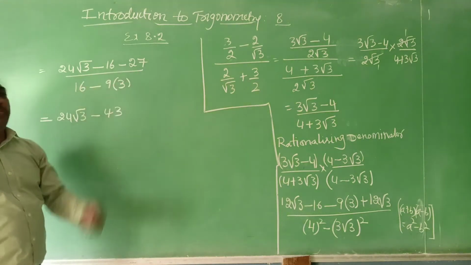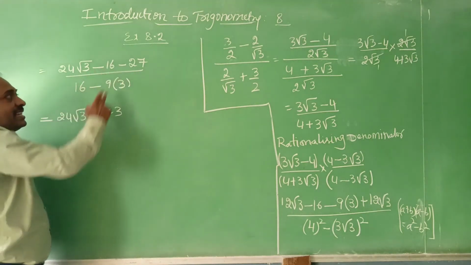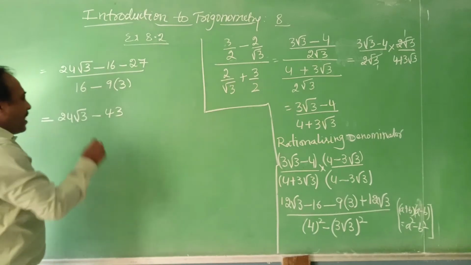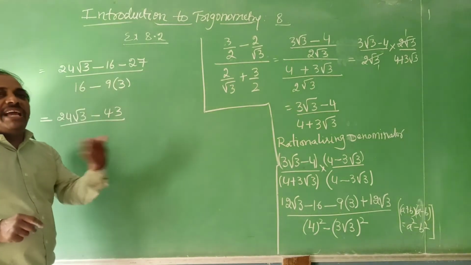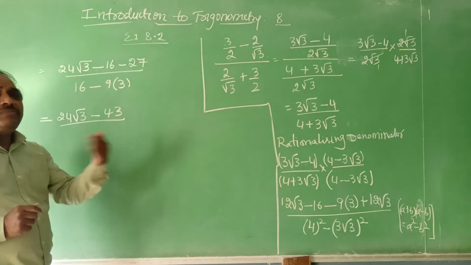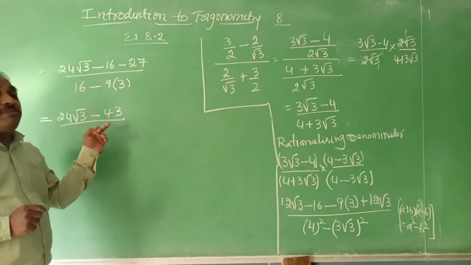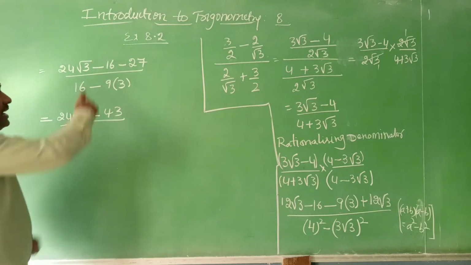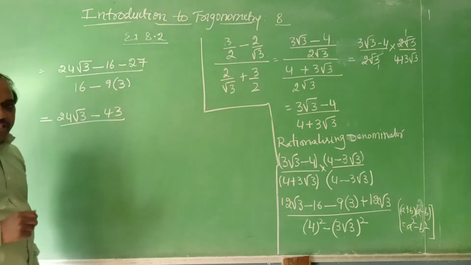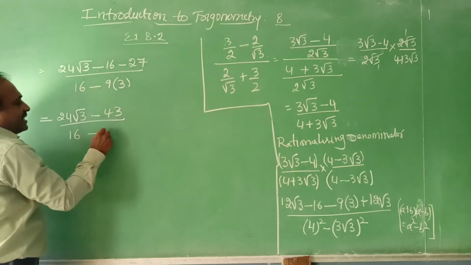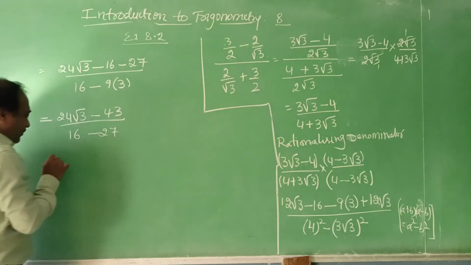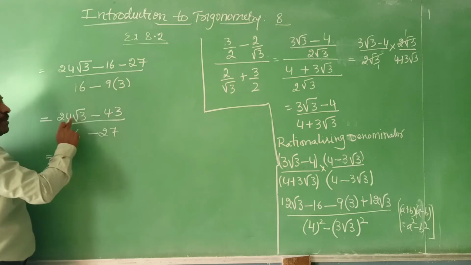Both are negative numbers. So put the minus sign and add. Minus 43, as we learned in the earlier classes, when we add two negative integers with the same sign, put the same sign and add them. So minus 16 and minus 27 is minus 43, and 16 minus 9 3s are 27. We can't simplify this further.